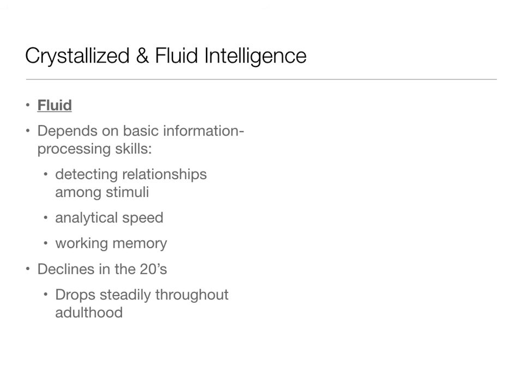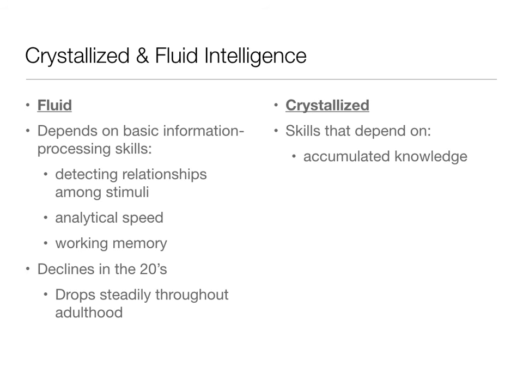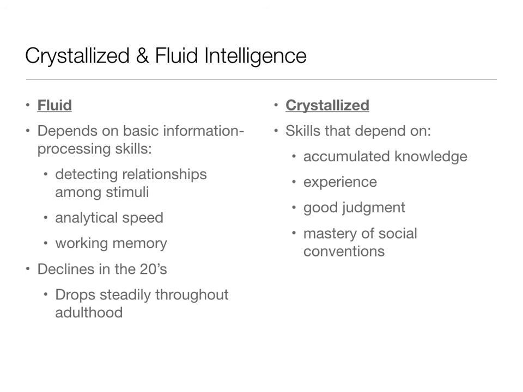What we see that compensates for these declines in fluid intelligence, however, is crystallized intelligence. These skills really focus on accumulated knowledge, so that's going to go up. Experience goes up, good judgment goes up, mastery of social conventions, all of these things are going to improve over time, right? And these are really valued by a person's culture.